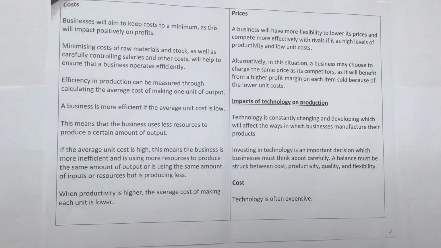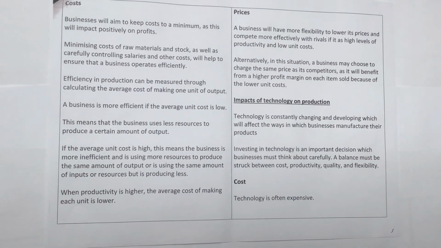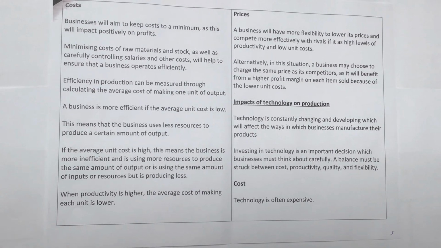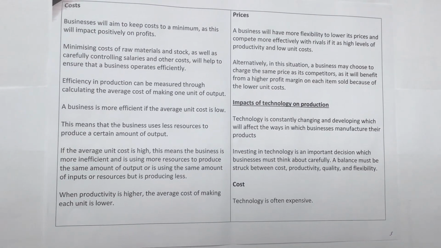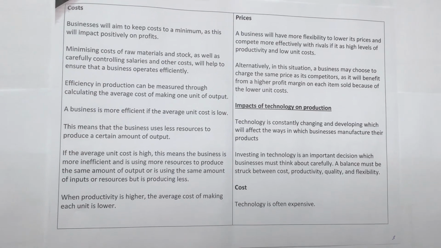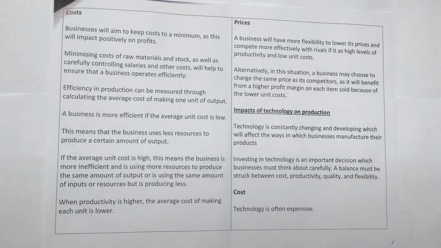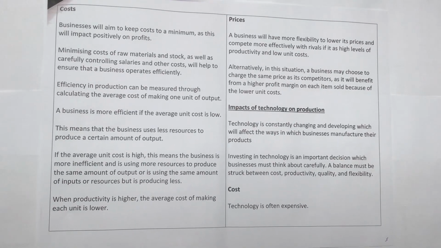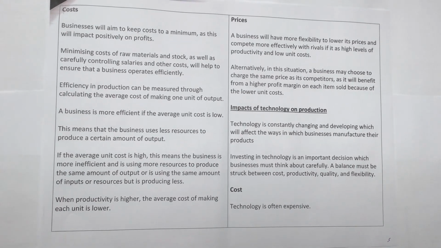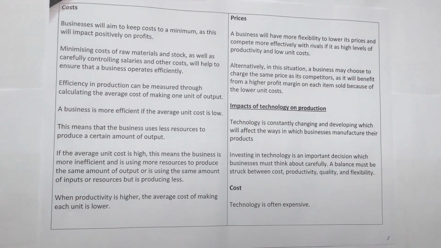If the average unit cost is high, this means the business is more inefficient and is using more resources to produce the same amount of output, or is using the same amount of input or resources but is producing less. When productivity is higher, the average cost of making each unit is lower. Prices: a business will have more flexibility to lower its prices and compete more effectively with rivals if it has high levels of productivity and low unit costs.